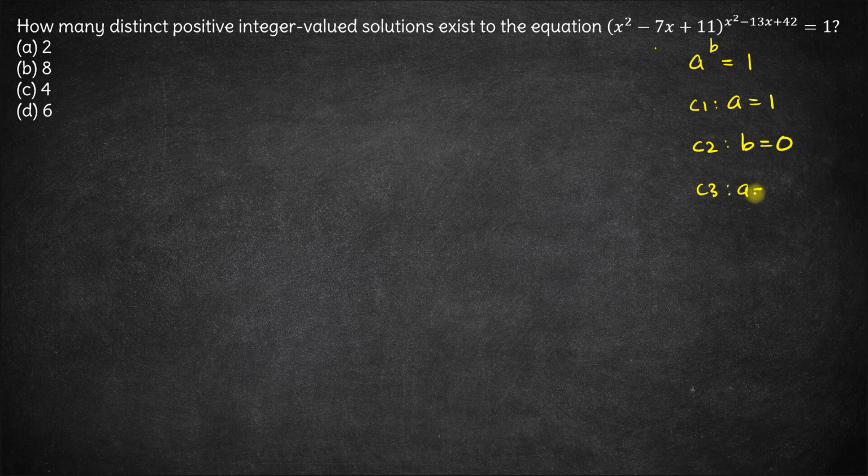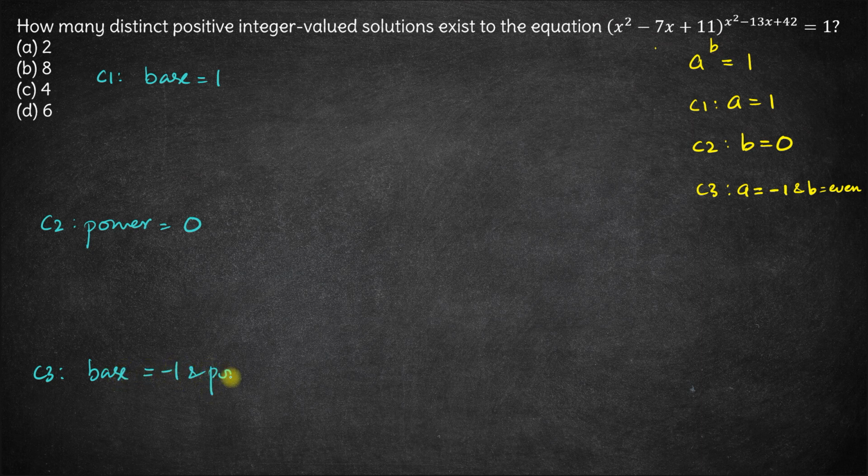The other possibility is that the base is negative 1 and b is an even number. In that case, minus 1 to the power an even number will always give us a positive value, 1, right? So these are the 3 cases that we need to consider. Case 1, when base is 1. Case 2, when the power is equal to 0. And case 3, when the base is minus 1 and the power is an even number, right? So let's look at each of these cases.